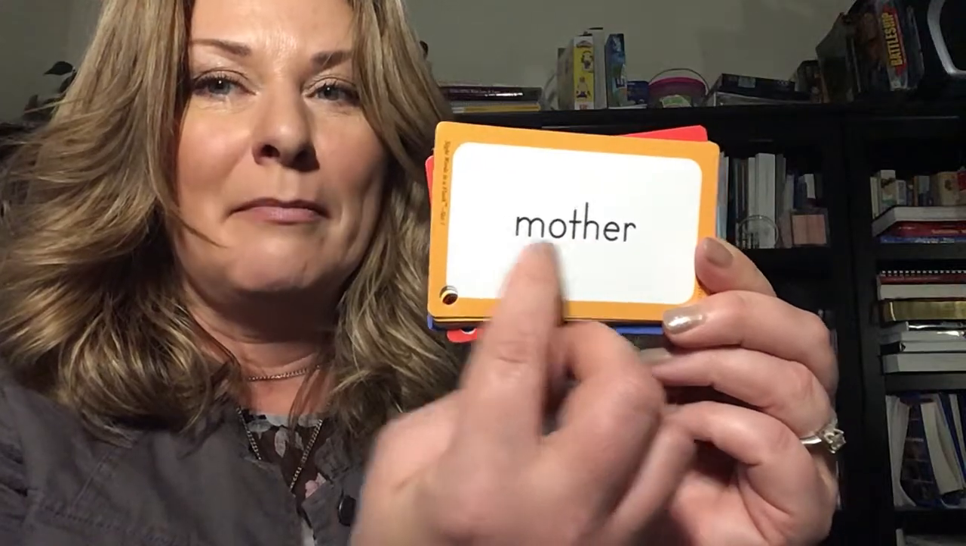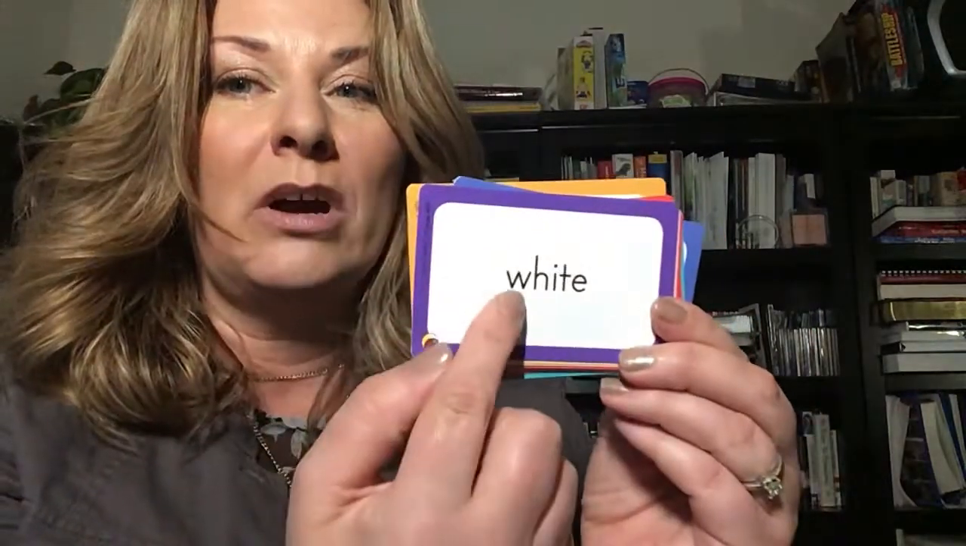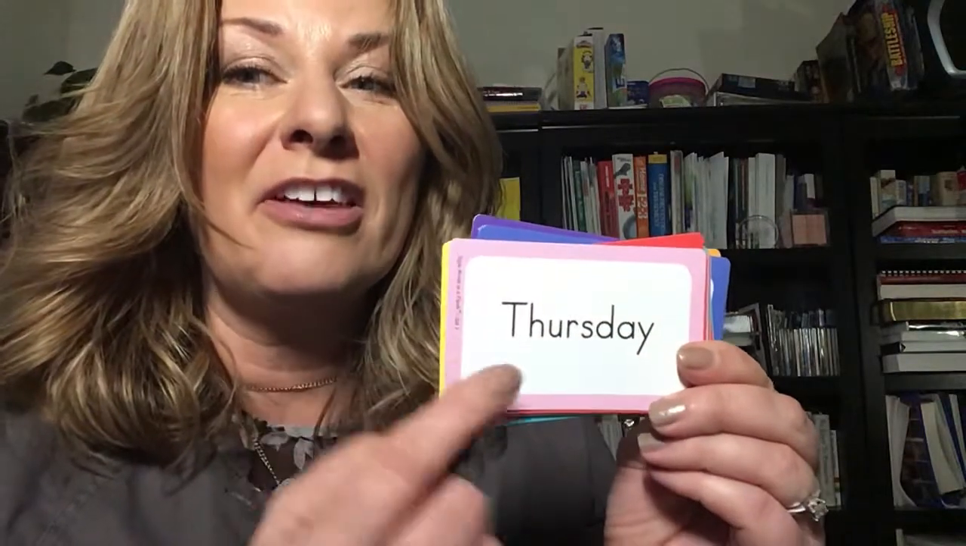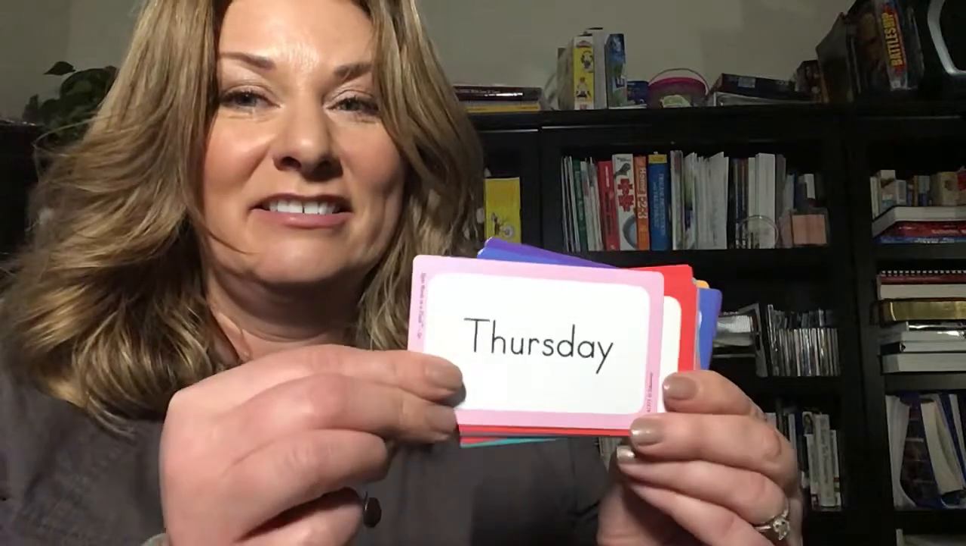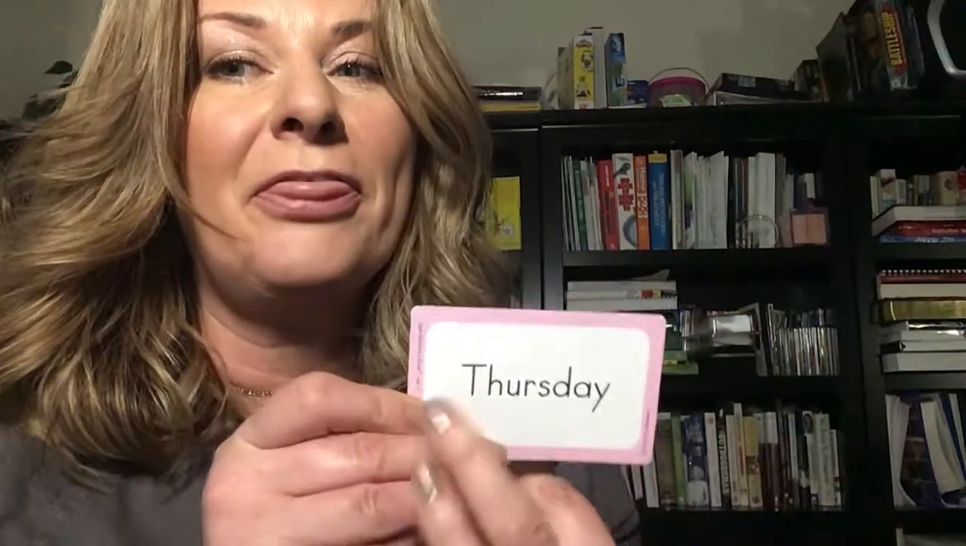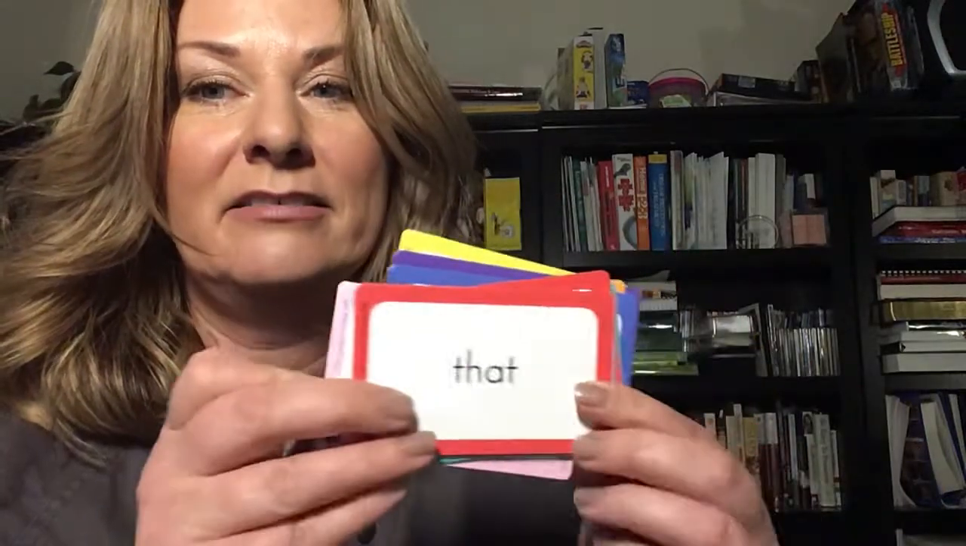Okay, you guys are doing great. Now we're going to go through a few sight words. Some of these are easy sight words that you guys have known for months, and some of them you might not recognize. Okay. She. Mother. See how the TH is in the middle of our word mother. White. White. Think. Thursday. Thursday. That. See how Thursday and that, they both start with a TH, but they sound different. The and th. That. Thursday. That.